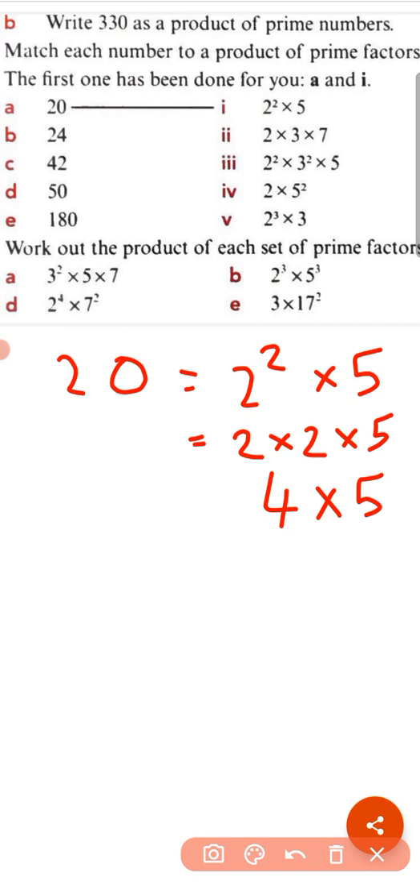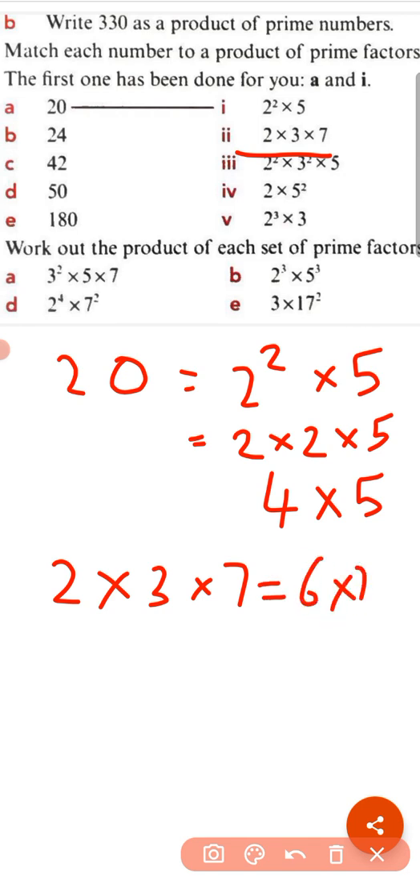Okay. Now let us check the second factors. 2 into 3 into 7. 2 into 3, 6. 6 into 7, 42. So you can match like this, children. 42. Okay.